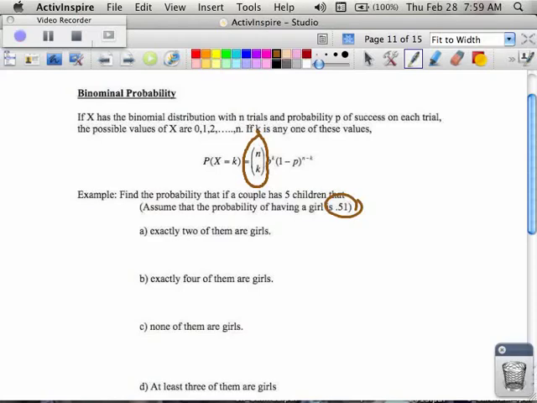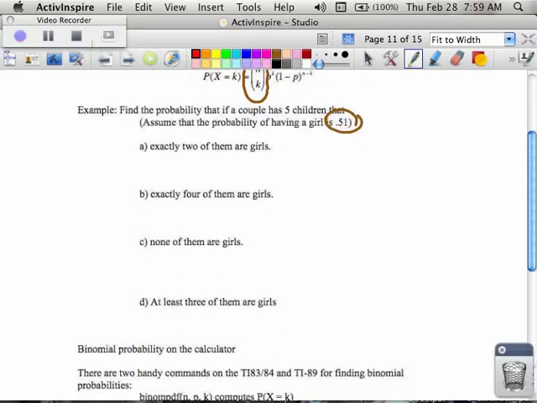So the way that you would do the first one, if they're talking about exactly two of them being girls, I know that the probability of my event of having two girls, so X is how many girls you have, the X equals 2 means I'm having exactly 2 girls. What I would think would happen is I'd take the probability of my girls, which are my successes, and that's 51%. And how many girls do I want? 2.